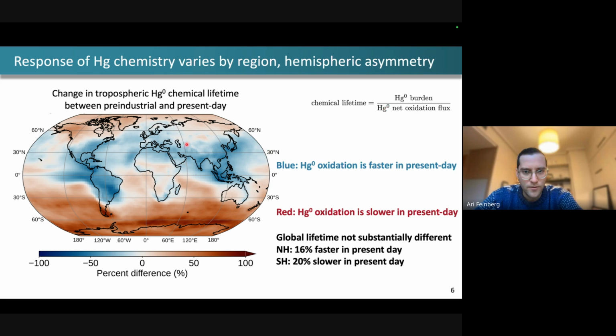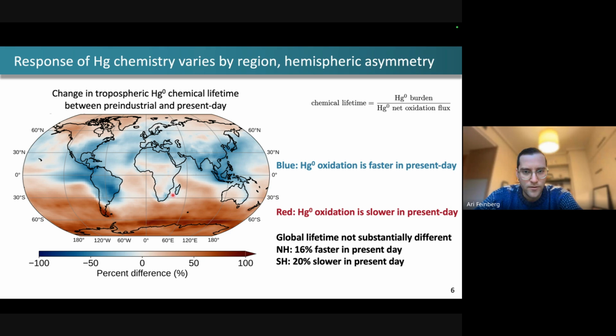And so these blue areas show all the areas where mercury oxidation is faster in present day compared to pre-industrial. In the northern hemisphere, especially in the tropics and subtropics, this is where the oxidation chemistry is speeding up. On the other side, these red areas, especially in the southern mid-latitudes, are showing where the elemental mercury oxidation has become slower in present day compared to pre-industrial.